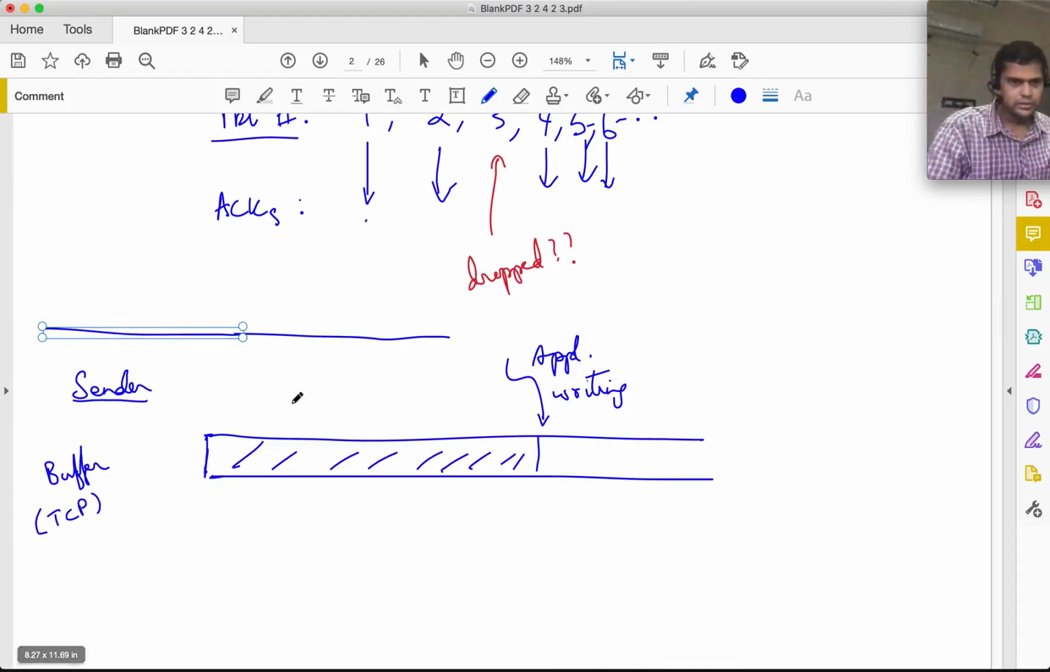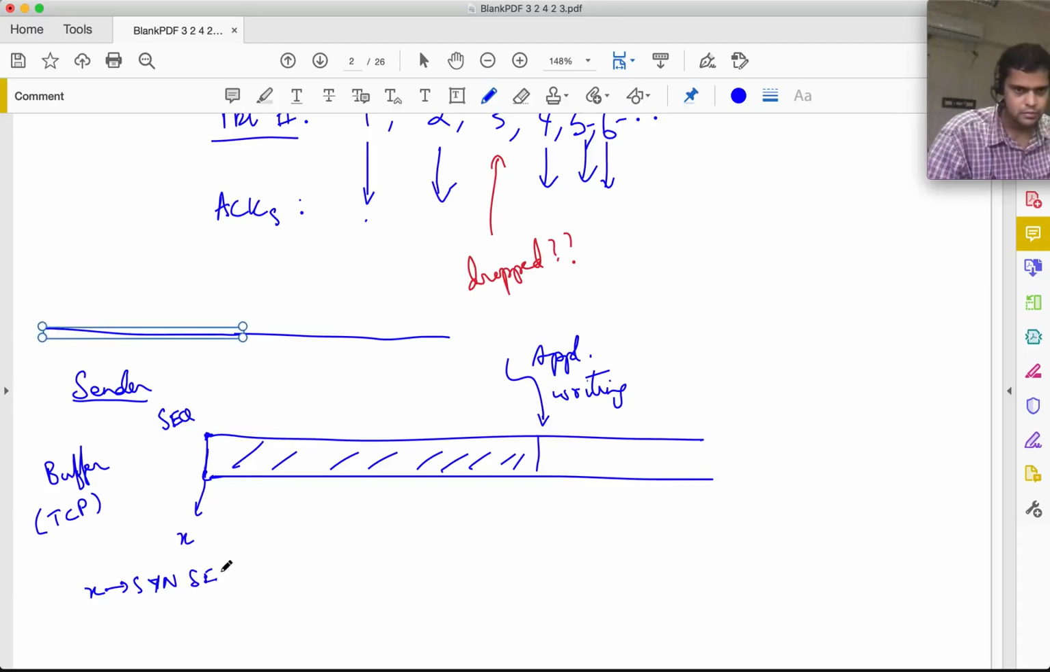So what is the sequence number going to be? We said that the sequence number doesn't start from 0. Let's say we start from some X over here. So the first byte, let's say, is X. Or if you're using X for the SYN packet, then of course that is counted as 1. So suppose X corresponds to the SYN. Then this would be X plus 1, the first data byte.